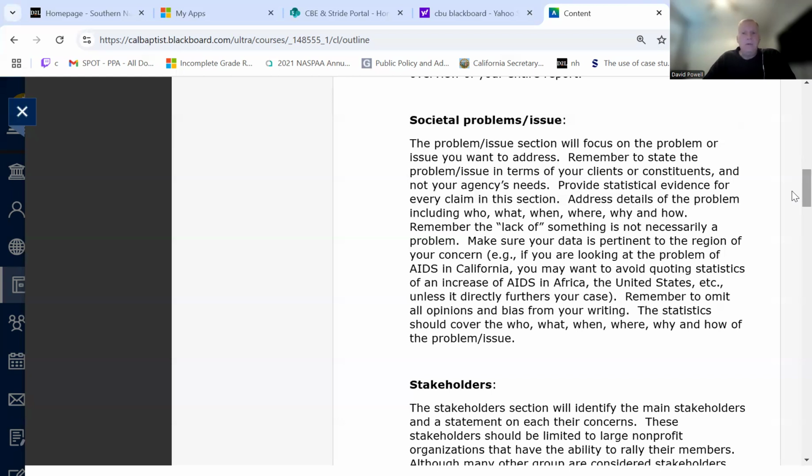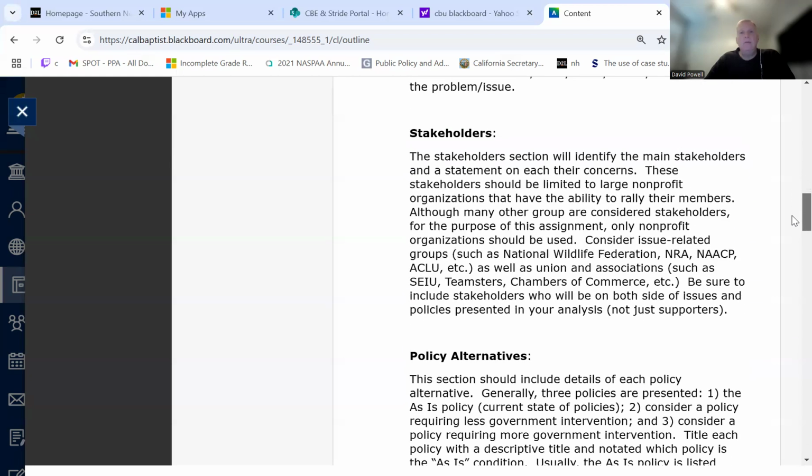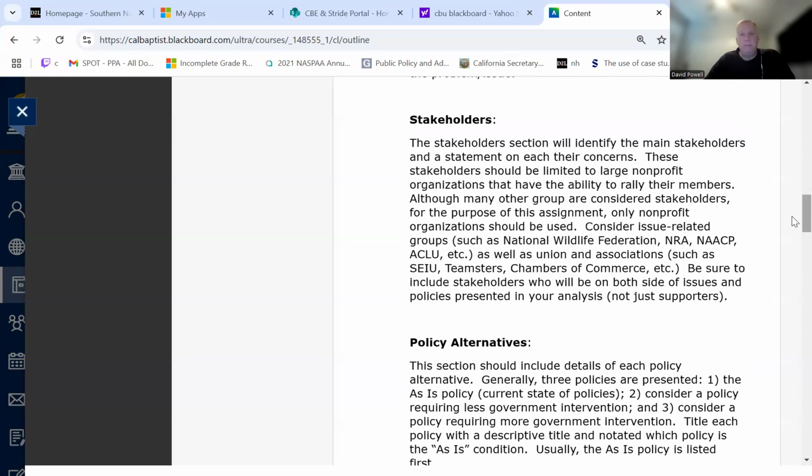Remember, the lack of something is not necessarily a problem. Make sure your data are pertinent to the region of your concern. So, for example, if you're looking at the problem of AIDS in California, you may want to avoid quoting statistics on an increase of AIDS in Africa. Remember to omit all opinions and bias from your writing. Statistics should cover the who, what, when, where, why, and how of the problem or the issue. So here you're describing the problem or issue that you're focusing on.